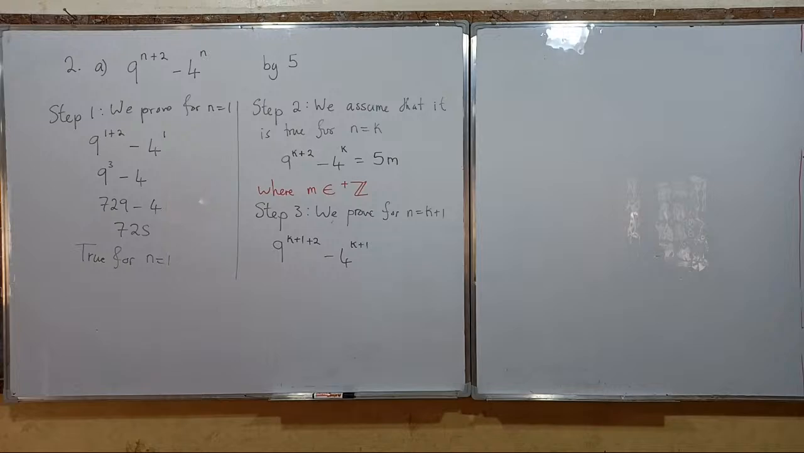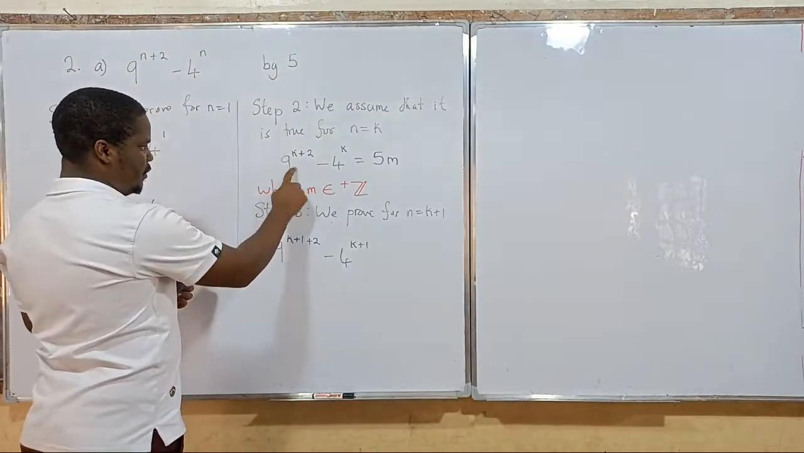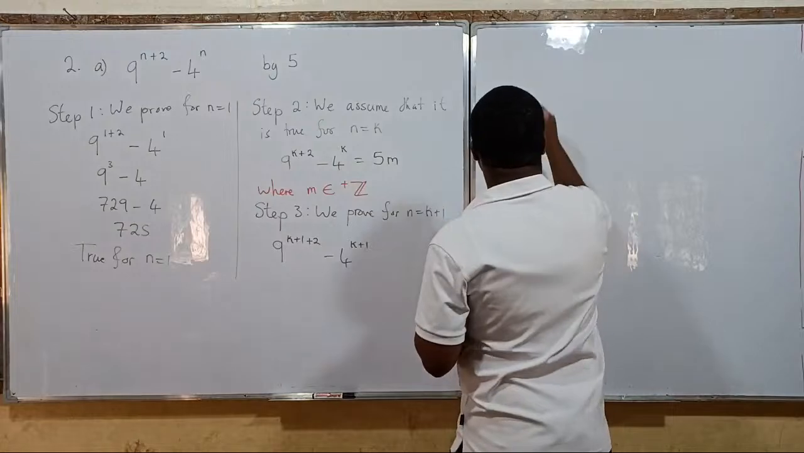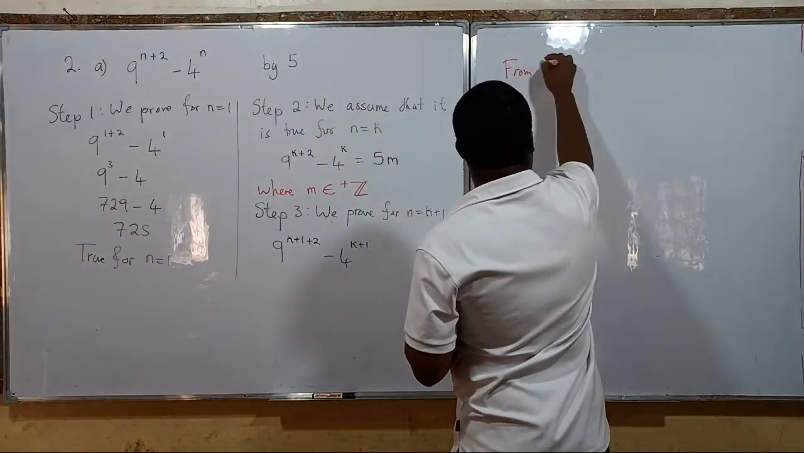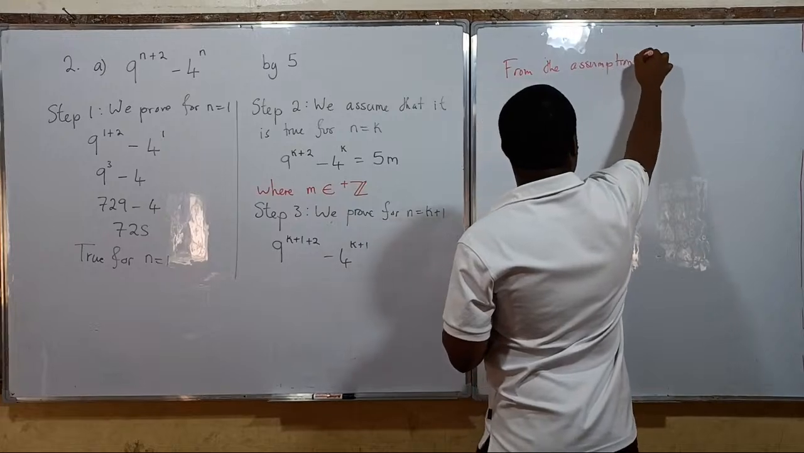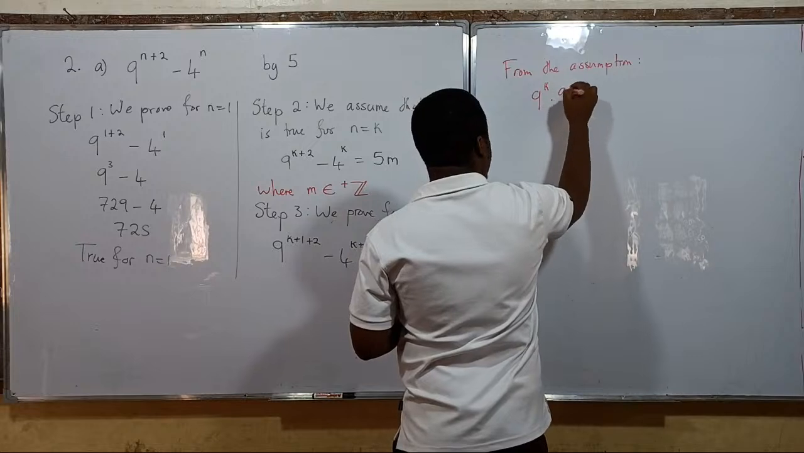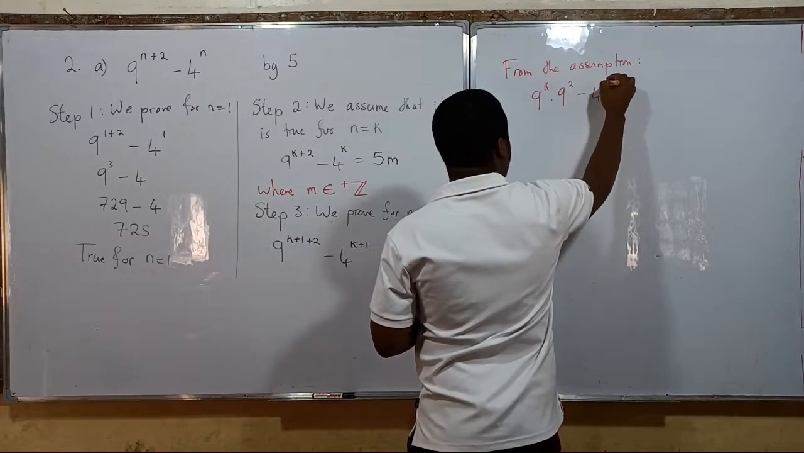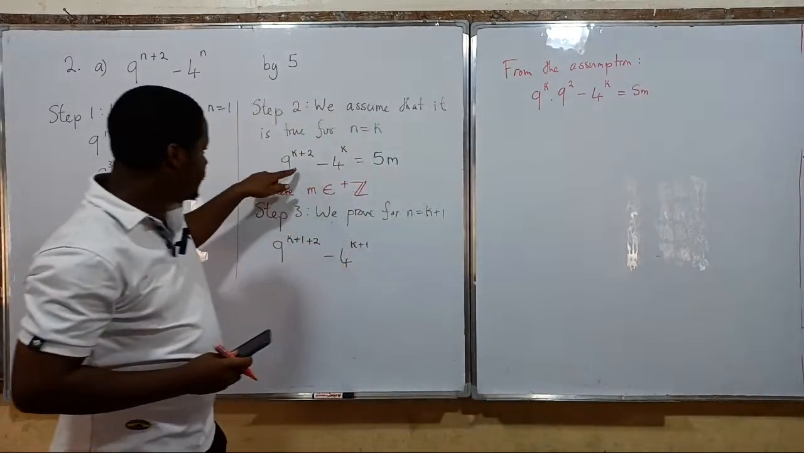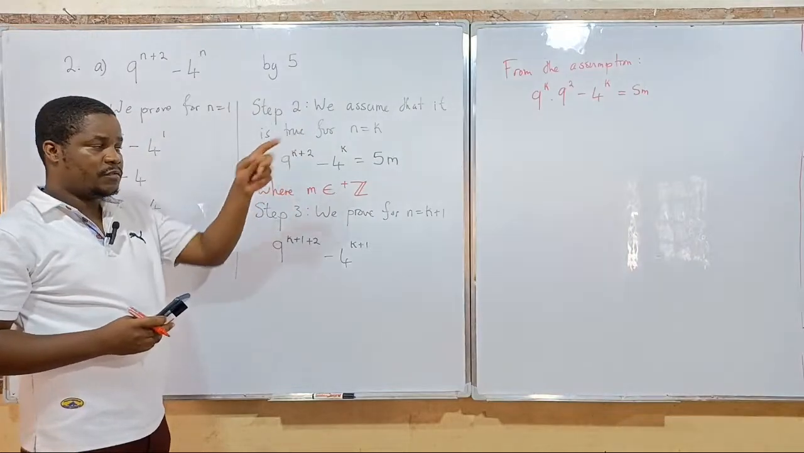So this is how we're going to use the assumption. From the assumption, this part here. So we can say from the assumption, let me write the statement. From the assumption, 9^k times 9^2 minus 4^k is equal to 5m. I've just separated this part. Remember, the powers are adding on the basis of multiplying, which is that.